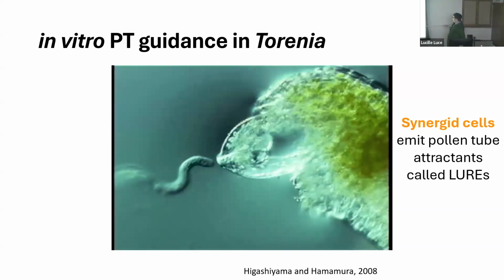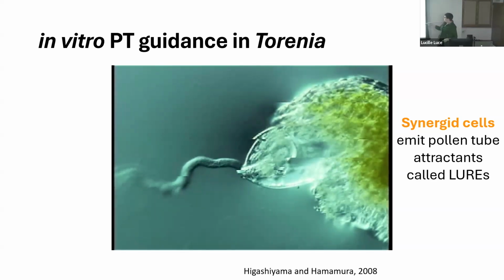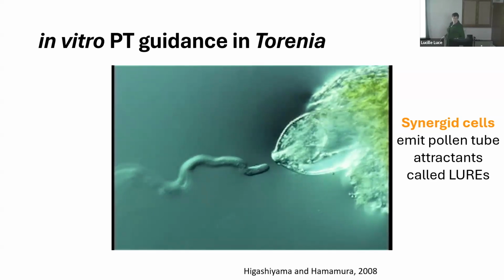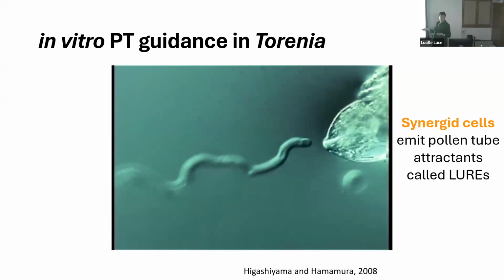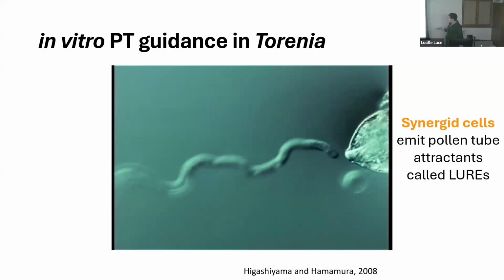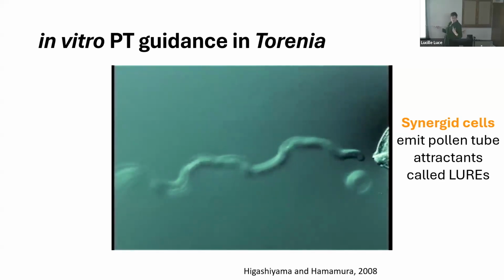Higashiyama's lab identified these signals, and they're small cysteine-rich peptides that they named LUREs. The pollen tube receptors for these LUREs have also been found. So that's the first indication that synergids are really important for telling the pollen tube what to do.